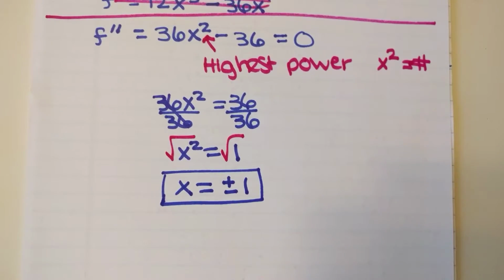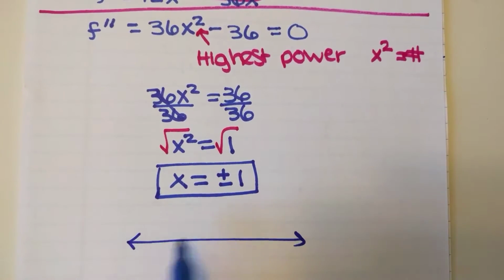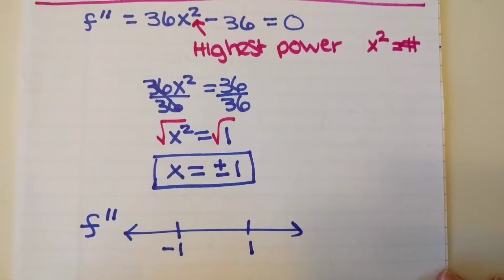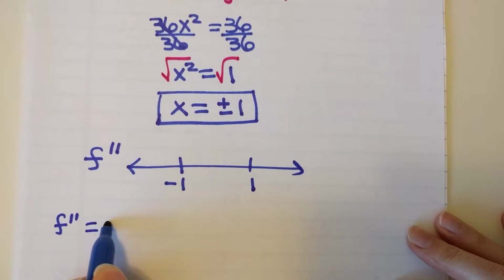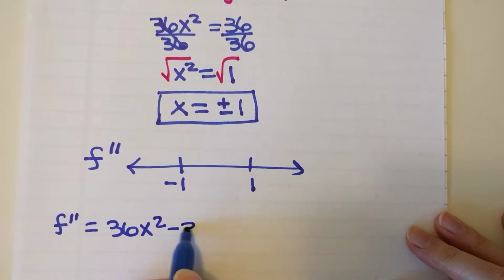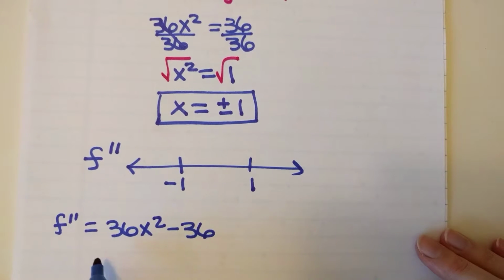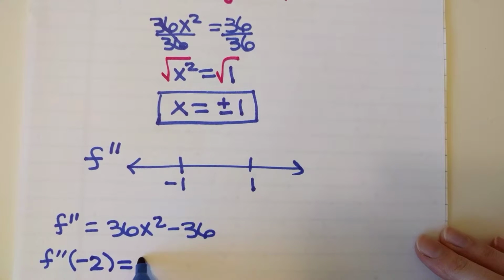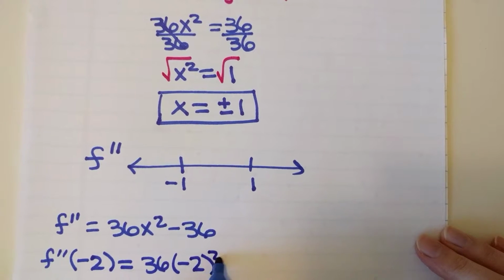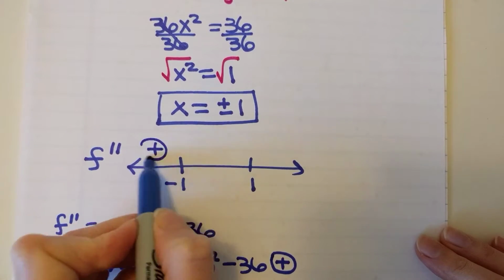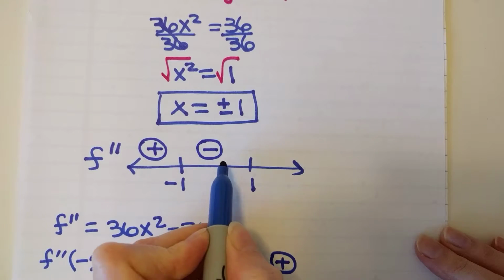Now, with those two numbers, I then have to draw a number line. So we have our negative 1 and 1, and all of our work is going to be with f double prime. So we will take our f double prime of 36x squared minus 36 and plug in a number to the left and to the right. So for example, I could plug in negative 2. When I plug in negative 2, I get 36 times negative 2 squared minus 36, which will give us a positive number. And then going through this process, I will see that I get a positive, negative, followed by a positive.